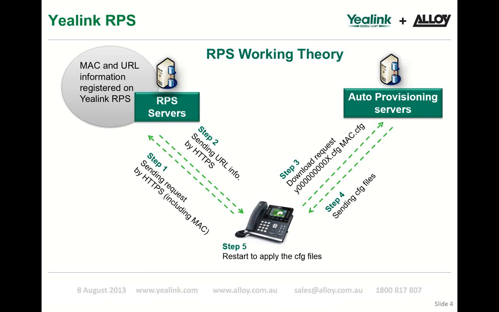Once you have a login on the RPS server, you can then add devices to the RPS server. By doing that, you enter the MAC address of the phone into the RPS server. Also in the RPS server, you configure provisioning servers. So we tell each phone, based on its MAC address, to point to a particular provisioning server to find its configuration files.